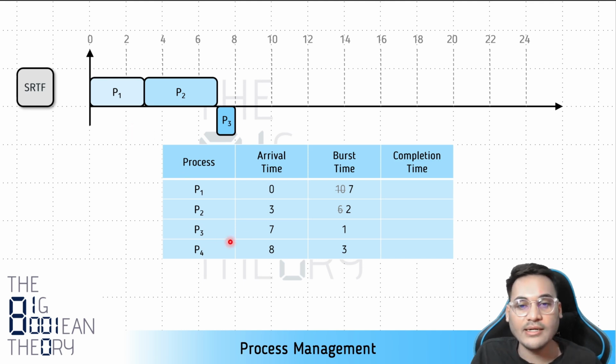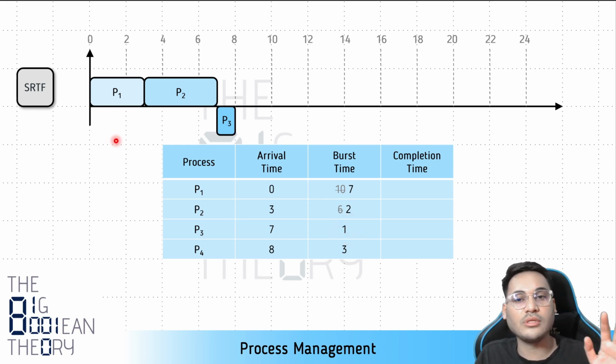So we can see at t equals 7, process P3 arrives in the system. So how much did P2 execute? P2 executed from t equals 3 to t equals 7, that is for 4 milliseconds. So with these 4 milliseconds, the remaining burst time of process P2 decreases from 6 to 2 milliseconds. And then process P3 arrives, which has a remaining burst time of 1. So now the situation looks like this. We have three processes, P1, P2 and P3, and these are the remaining burst times. P1 has 7, P2 has 2 and P3 has 1.